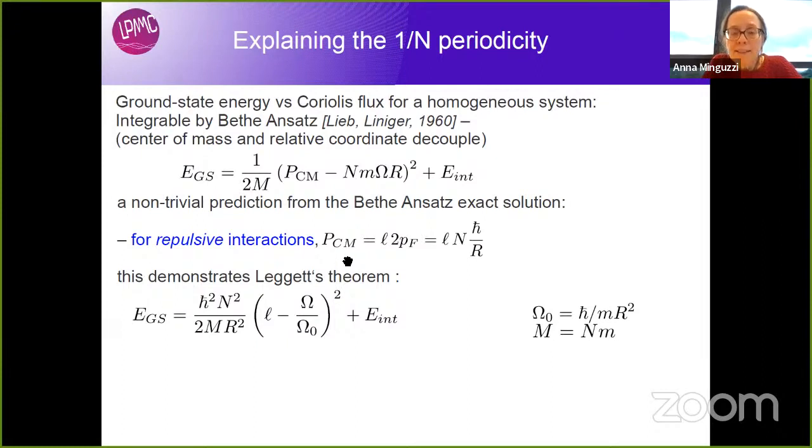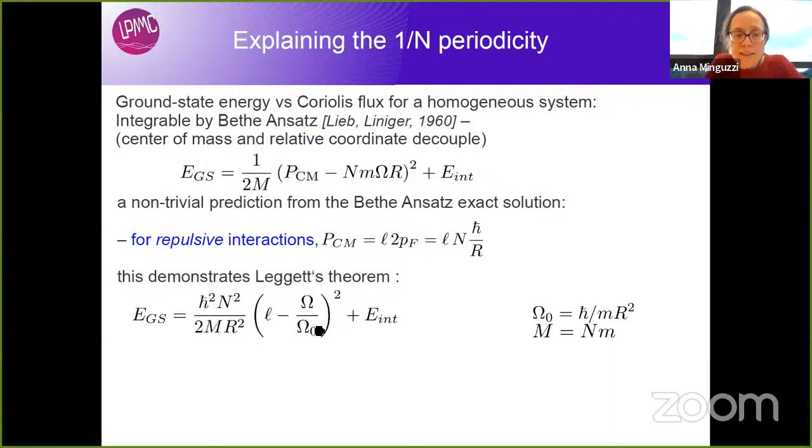So in particular, for repulsive interaction, the center of mass momentum of the system is always an integer times the total number of particles times h bar over the radius of the ring. This comes from the Bethe-Ansatz solution. When we calculate the total momentum of the system, all the terms associated to interactions cancel out, and we have just the integers. If you remember, in the Bethe-Ansatz we had some integers defining the state of the system. And so this immediately demonstrates the Leggett theorem, because the ground state energy is a periodic function of the reduced flux omega divided by omega zero, where omega zero is the typical frequency associated to the quantum of flux.